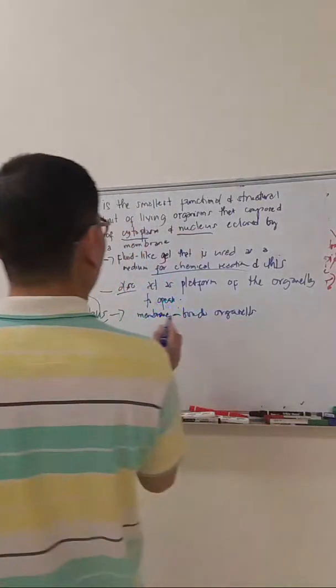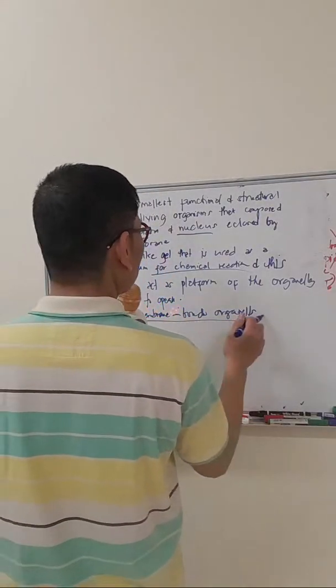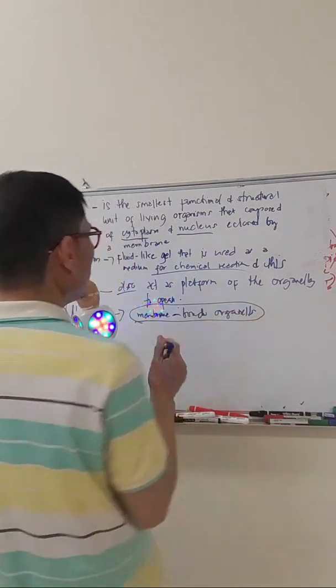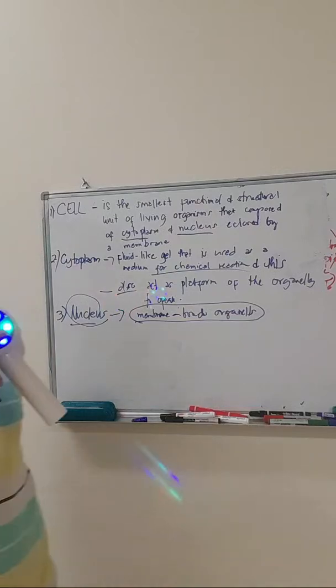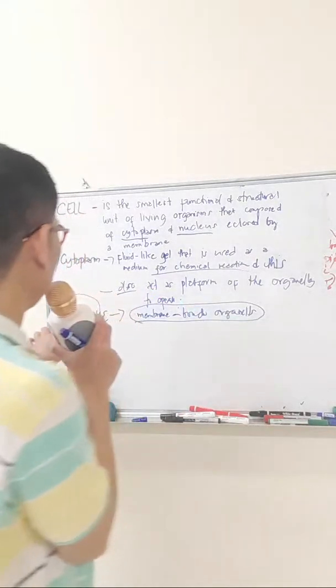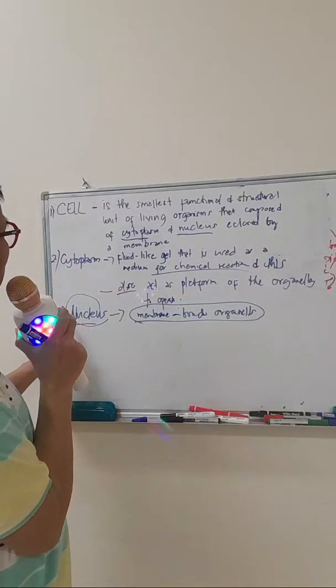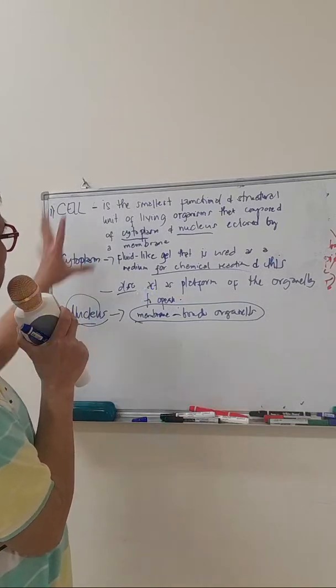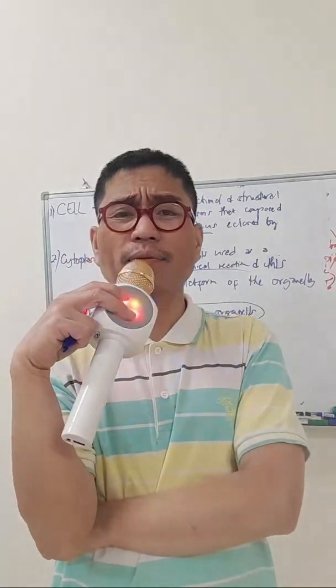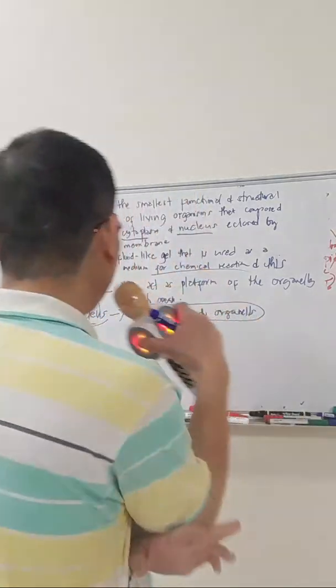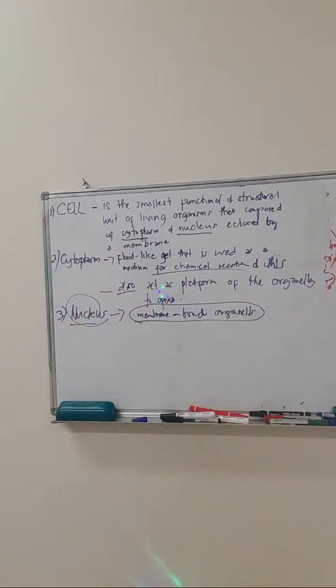So this is a membrane-bound organelle, okay. This nucleus, you understand the point? Membrane-bound organelles, this nucleus, and this really sits in the center, like a circle, something like that, okay? First is our nucleus, membrane-bound organelles.